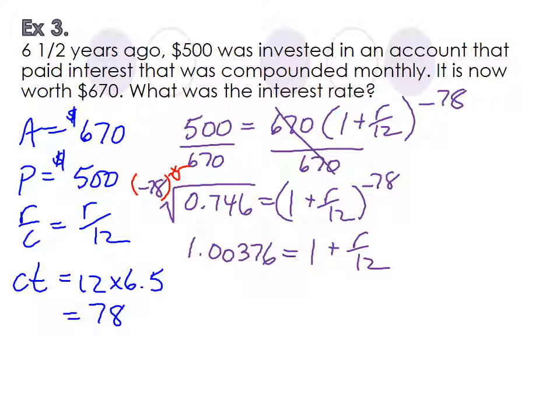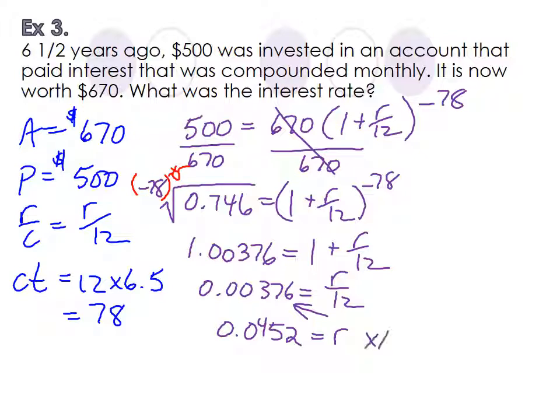From there, it's pretty straightforward. Subtract 1 from both sides. When you do that, you're going to get 0.00376 equals R over 12. Cross multiply both sides times 12. And when you do that, you should get 0.0452, let's say, if we round, equals R. And then convert that to a percent, multiply by 100, and you end up with 4.52% per annum.